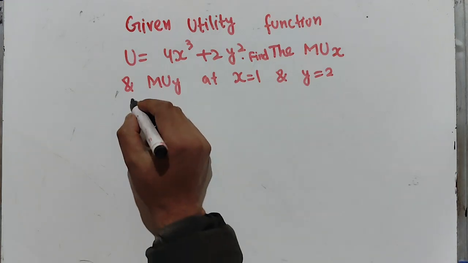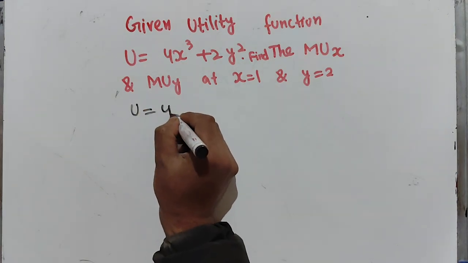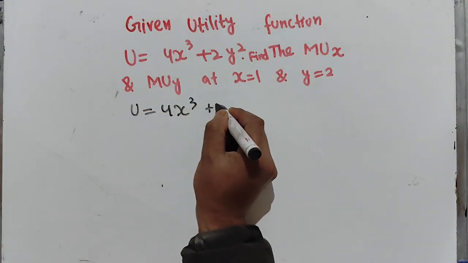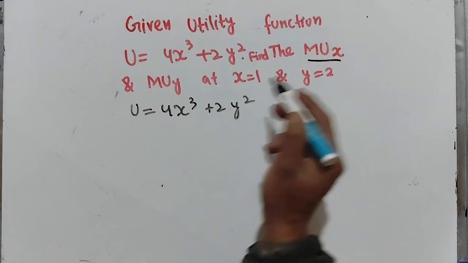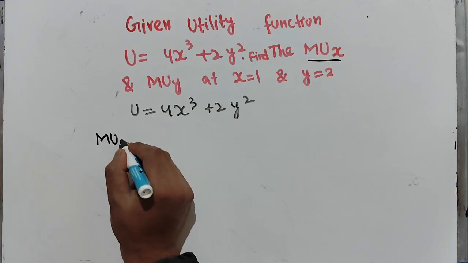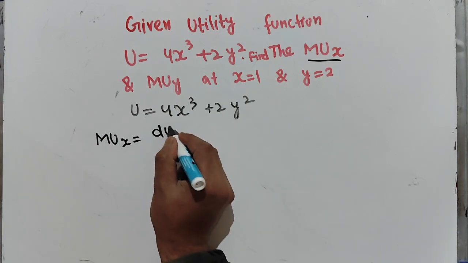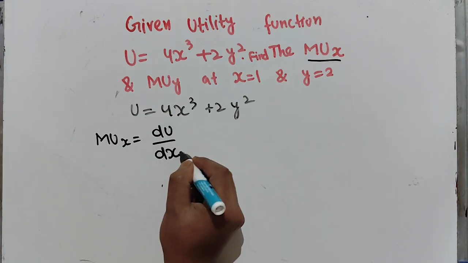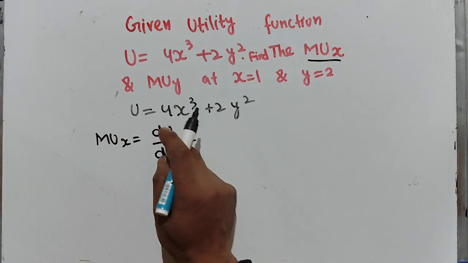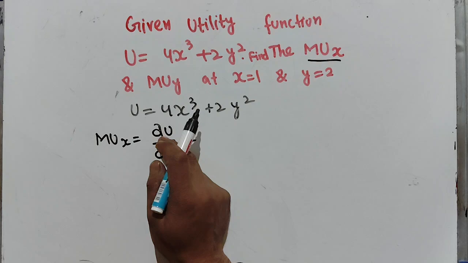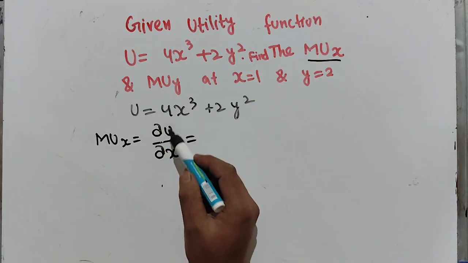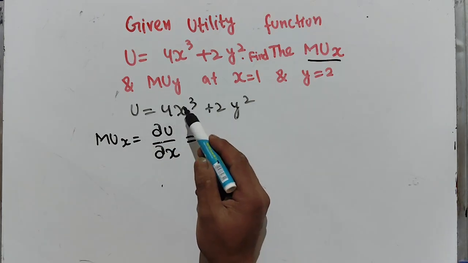Okay. So given the utility function U is equal to 4x cube plus 2y square, this is our utility function. First we need to find the MUx. Marginal utility of good x is simply the change in the total utility due to the change in the consumption of good x. That is the partial derivative of this utility function with respect to x.